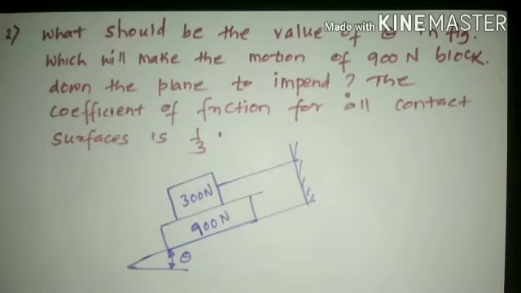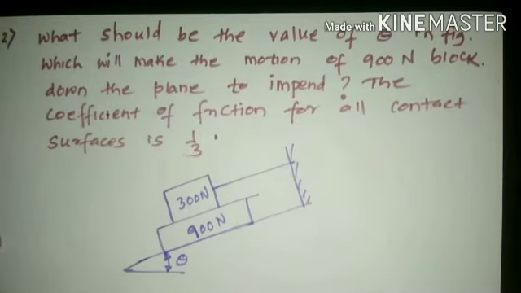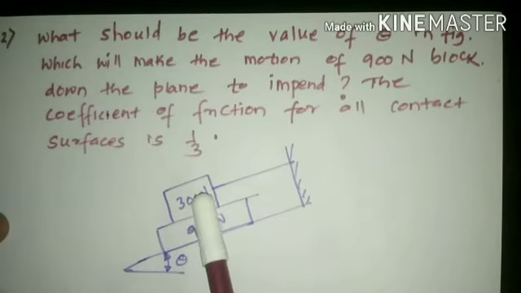This is a problem related to block friction. In an earlier problem, I had solved a block friction problem wherein the blocks were placed one over each other on a horizontal surface. Now in this particular problem there are two blocks. The weight of the first block is 300 Newton, which has been placed over the second block, which is of weight 900 Newton. Both have been placed over the inclined surface, which is theta.